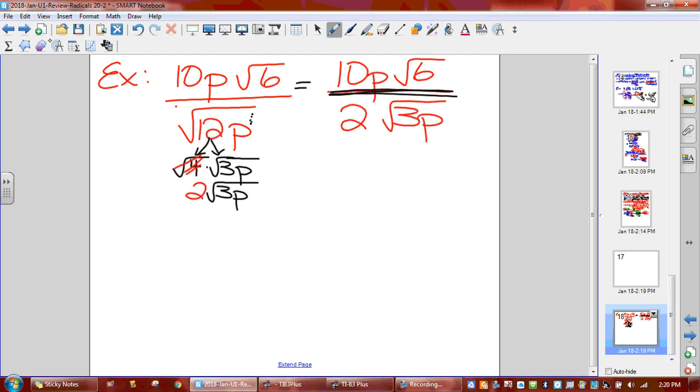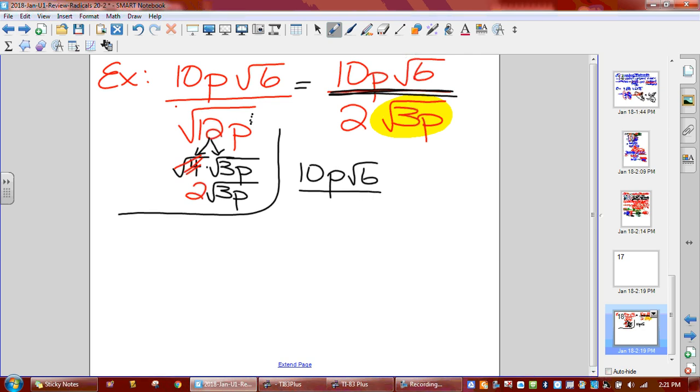So now, let's just move this over here. I'm going to have 10P root 6 all over 2 root 3P. And I'm multiplying now by root 3P over root 3P. When I multiply these, it's going to get rid of the radical sign, and basically 3P stays. Why? Well, I'm going to bring it over here, and I'm going to show you right here.